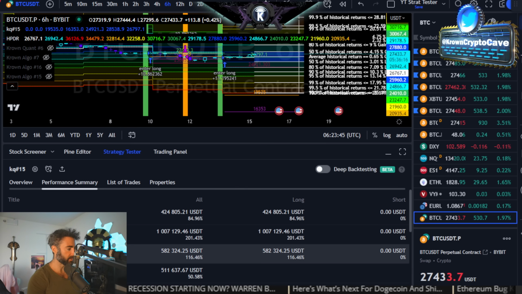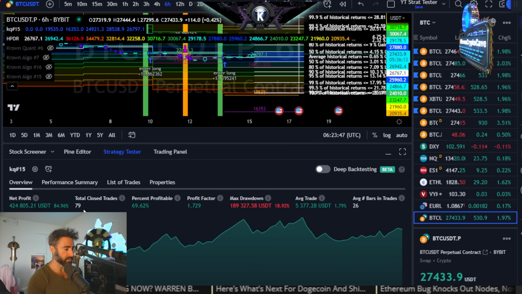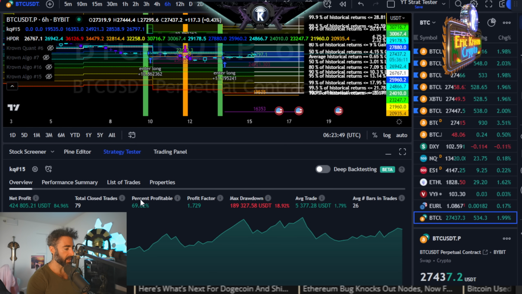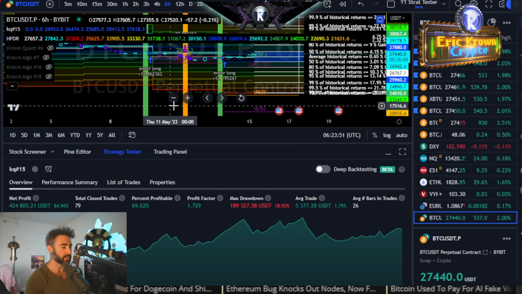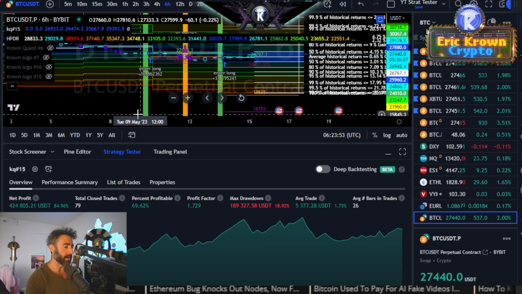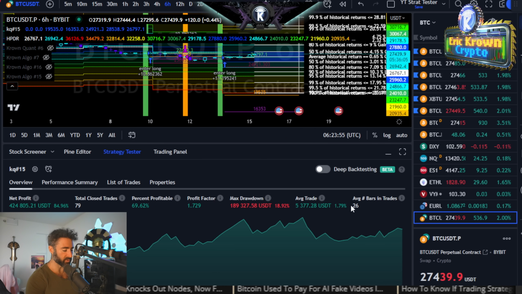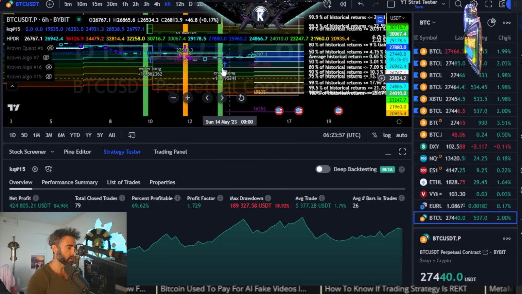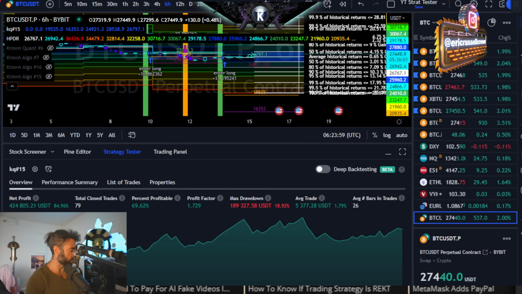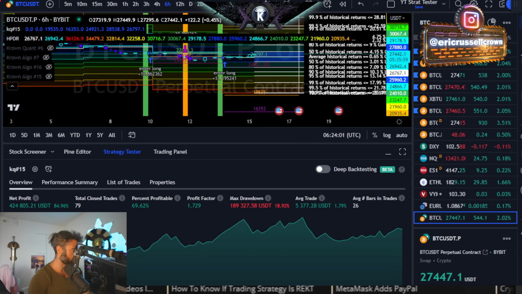Anyways, in this particular case, out of the past 79 tested iterations, almost 69.5 percent did have a highly probabilistic bounce. And that happened over the course of about 26 bars on average. So 26 bars on a 6-hour time frame. What is that number? I don't know, but perhaps this could kind of help.